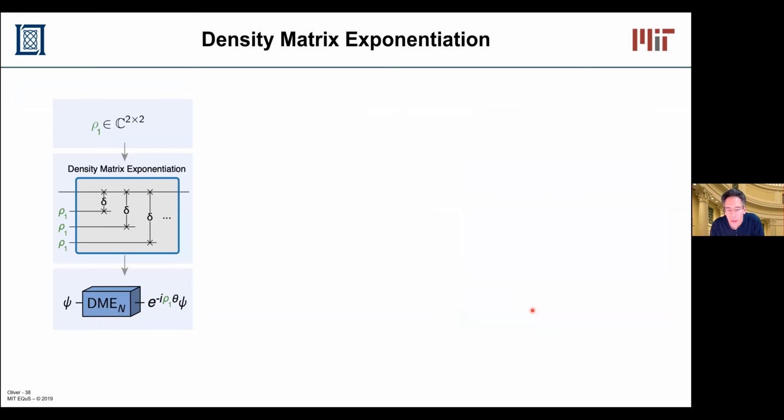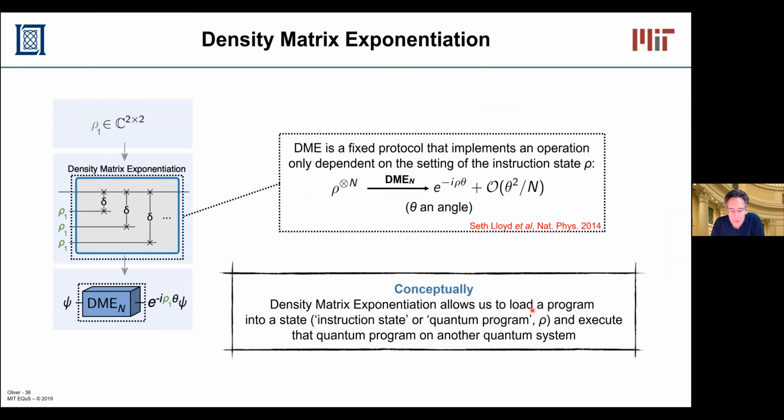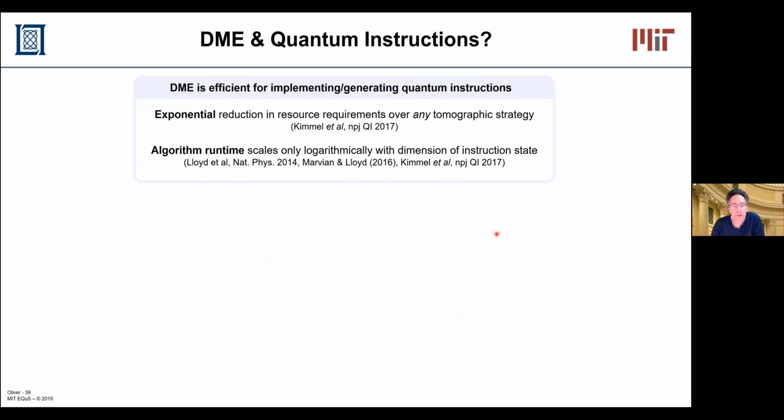Okay, so how does this work? Basically, conceptually, density matrix exponentiation allows us to load a program into a state, an instruction state, and execute that program on another state. So of course, the delta and the number of steps are chosen classically, but the operation we perform is completely quantum mechanical, and that's a very different paradigm. This was first proposed by Seth Lloyd back in 2014.